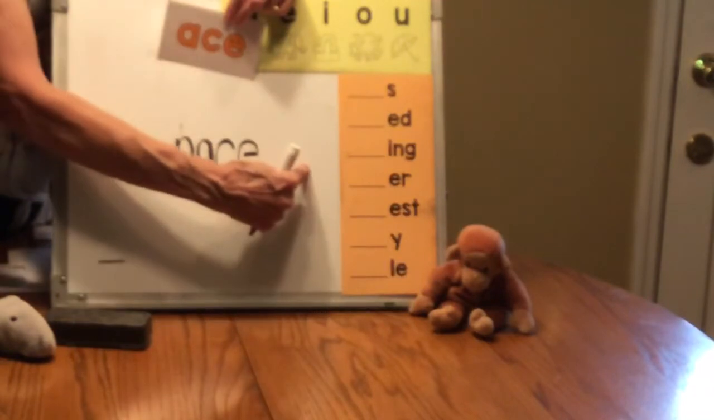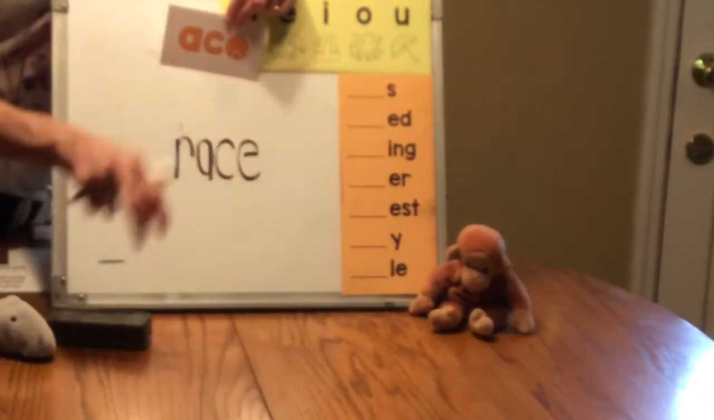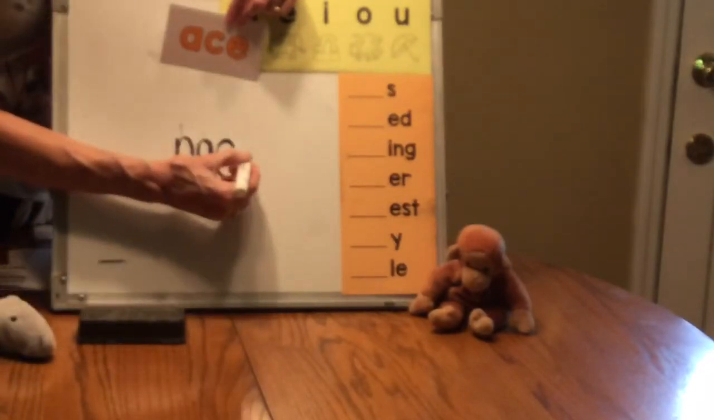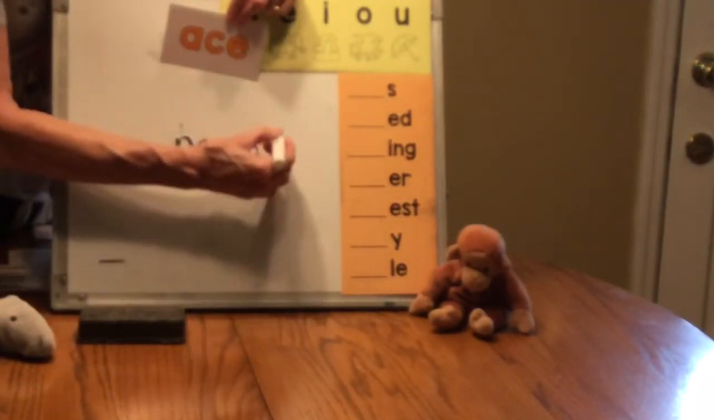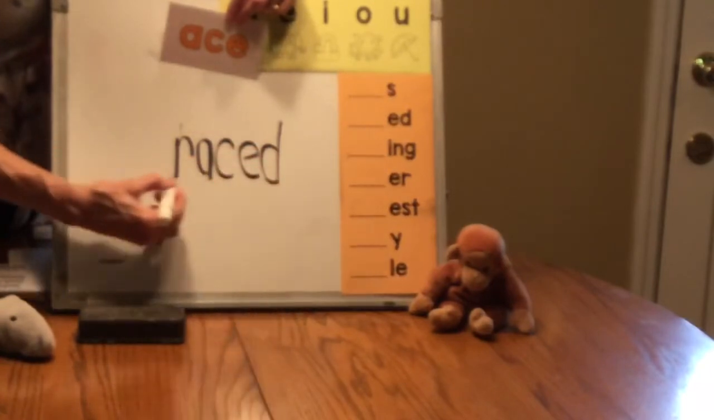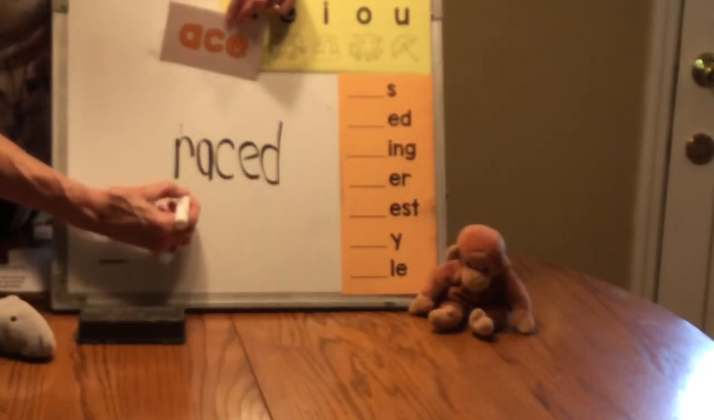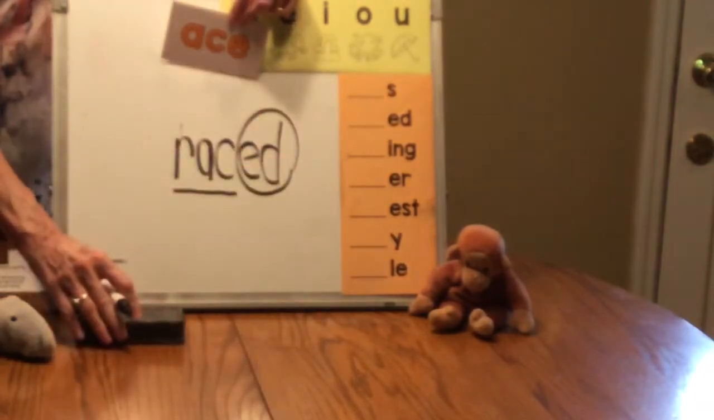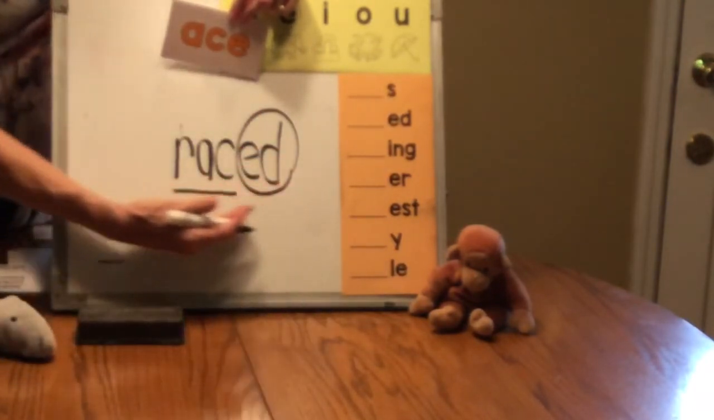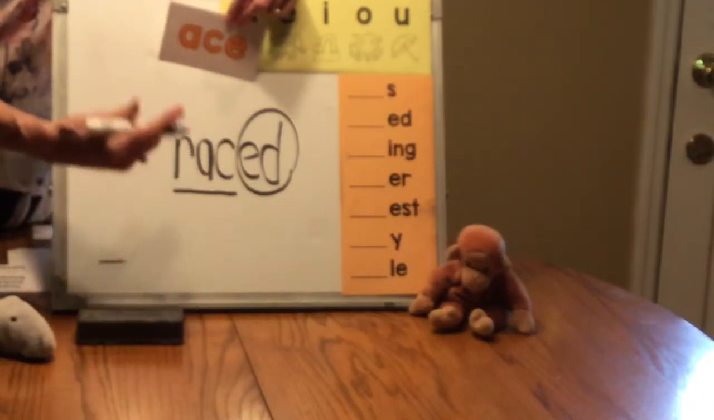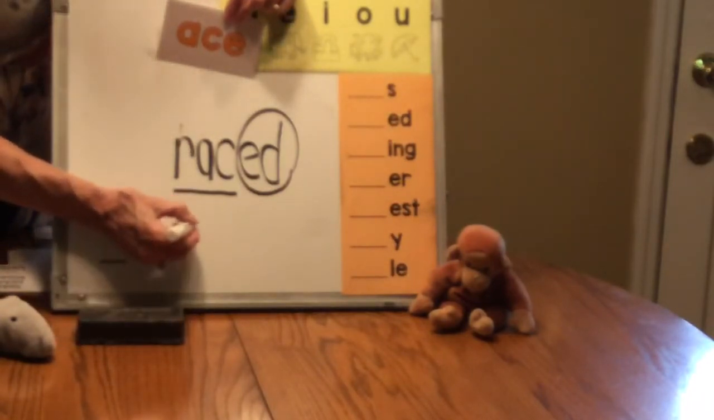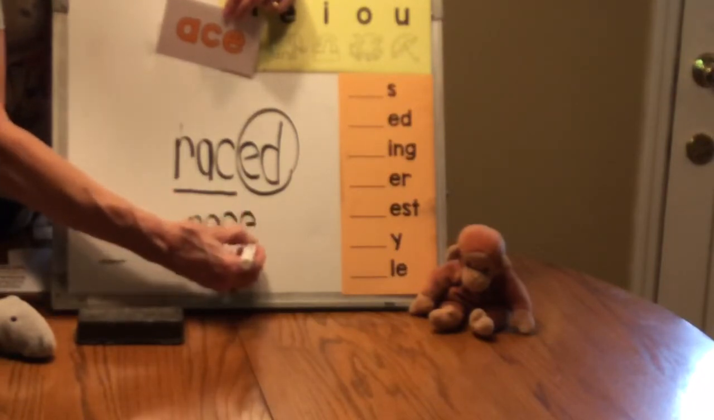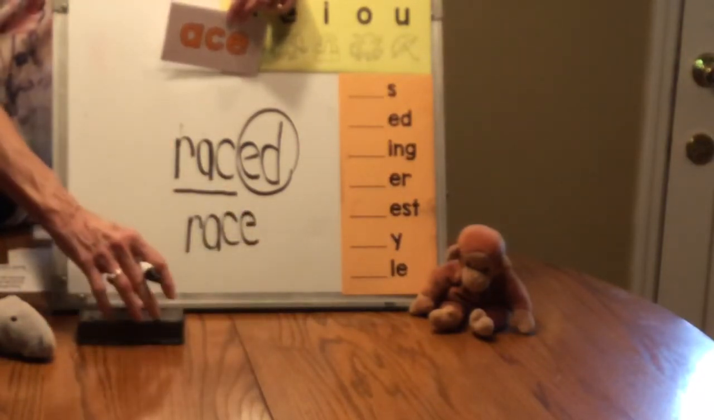Do I just want to put an ED on here? I hope you're saying no. We're going to drop the E and add E-D. Raced. So we have our base word race. We have our suffix ed, raced. Just remember, if you have a word with a suffix on it and you want to write the base word, you have to remember to put back the E that you dropped.